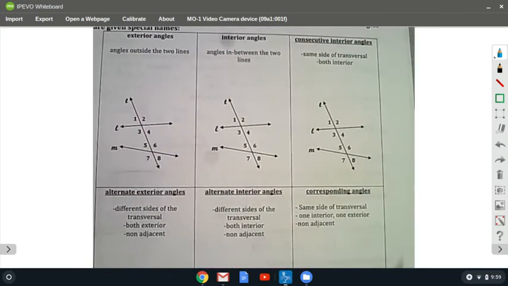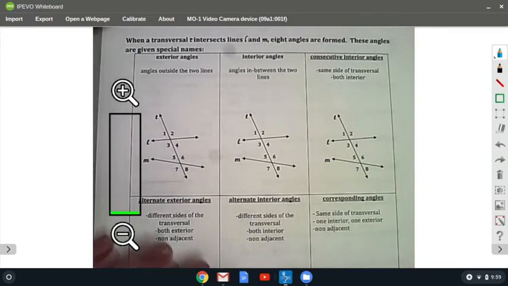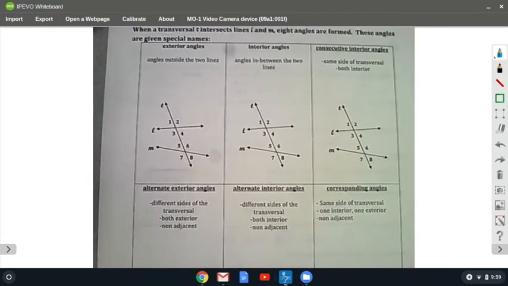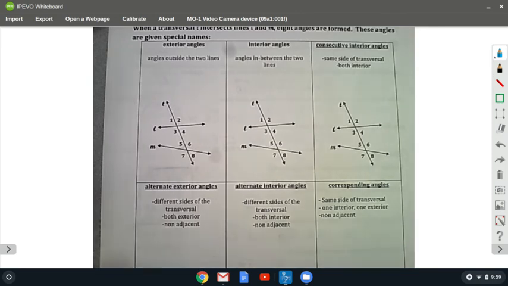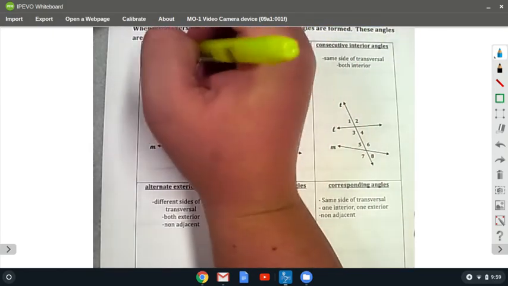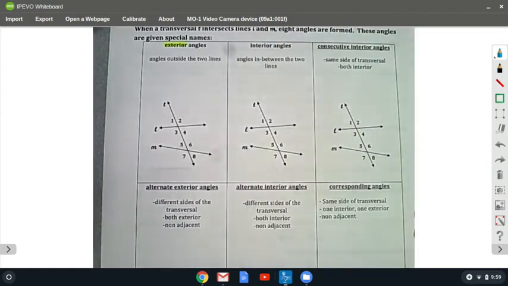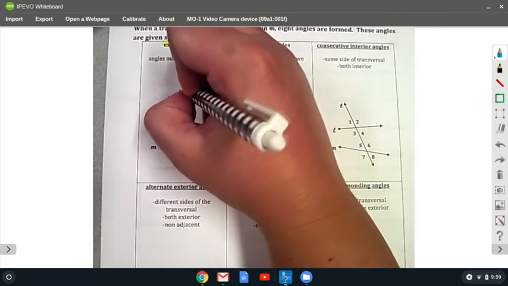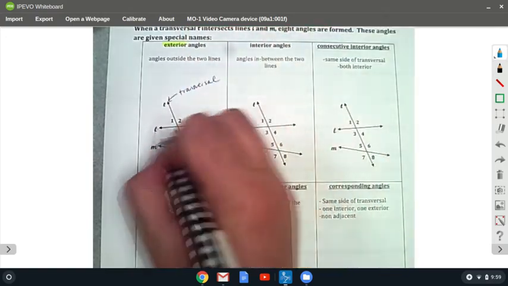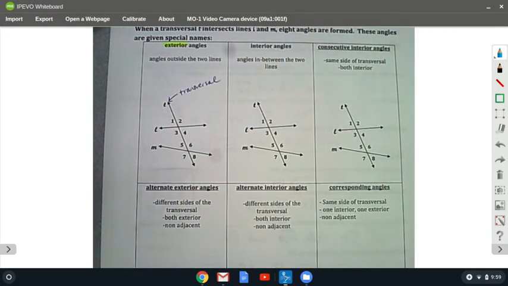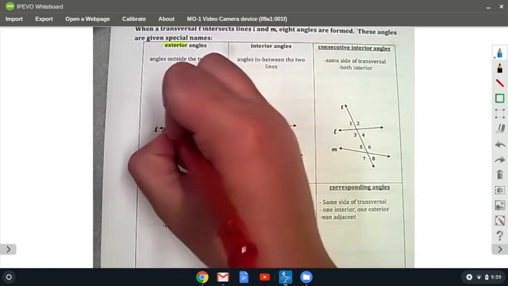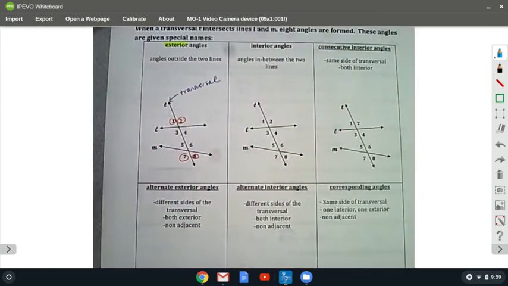I'm going to flip over, and now we are going to talk about when a transversal intersects lines, these specific angles are formed. I'm going to use my highlighter and a different color pencil and pen here just to show you these angles. And you are going to have to memorize these angles. So first we have our exterior angles, which are angles on the outside of the two lines. So this T is my transversal, and these are my two lines. So I want the angles that are exterior, that are outside of these two lines. So these are exterior and these are exterior.